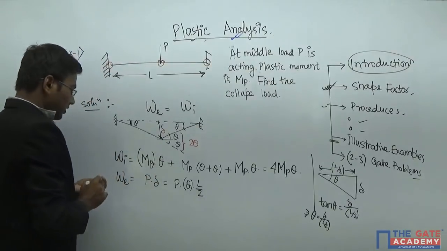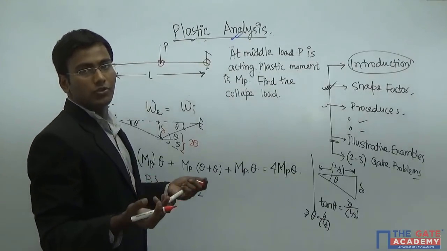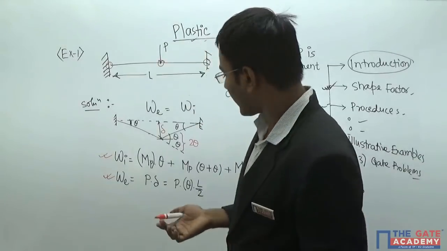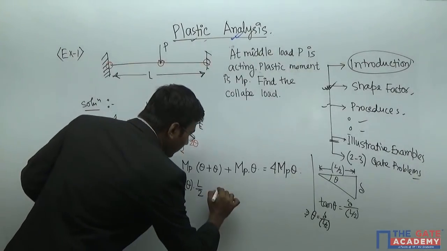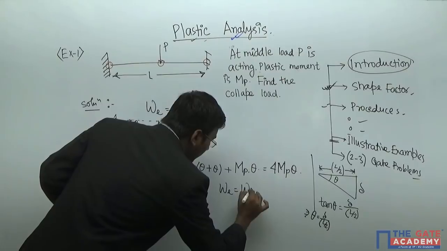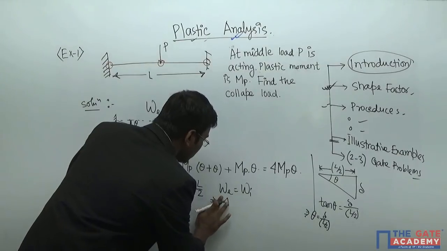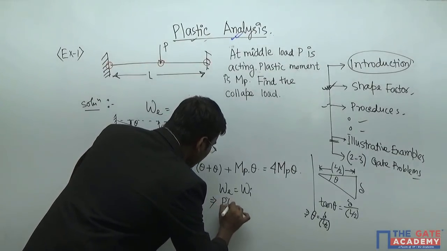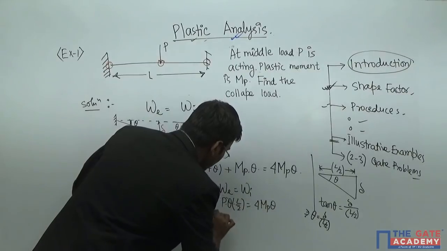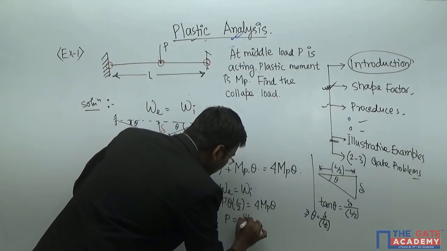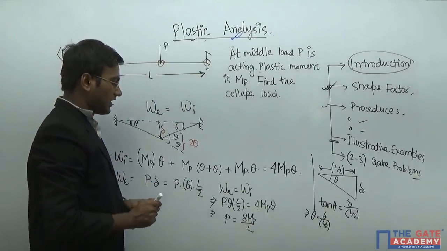So this is our external work and this is our internal work. Now we know external work equals internal work. You can simply find it now. After solving, we can write from this 4 MP, P into theta into L by 2 equal to 4 MP theta. So P equals simply 8 MP by L. This is the collapse load by plastic analysis.